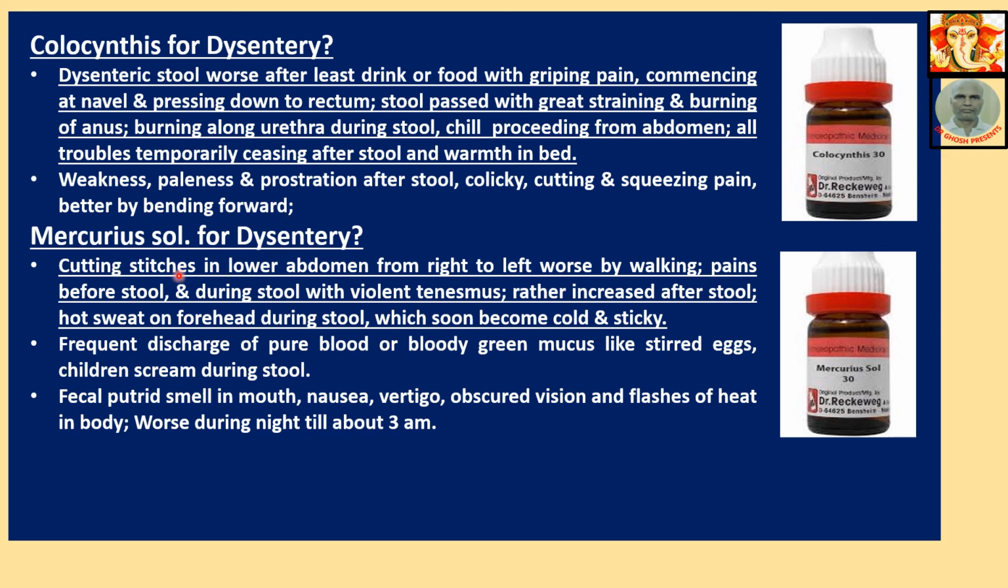Mercurius for dysentery. Cutting stitches in lower abdomen from right to left, worse by walking. Pains before stool and during stool with violent tenesmus, rather increased after stool, that is, tenesmus increased after stool. Hot sweat on forehead during stool, which soon becomes cold and sticky. That is, to start with, the forehead was full of hot sweat, which soon becomes cold and sticky.